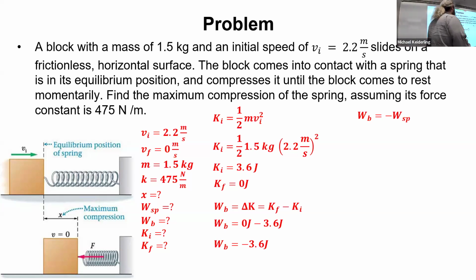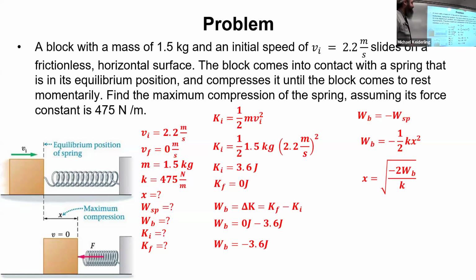Minus the work done on the spring. So the work done on the block is minus 1/2 kx squared. That's the work done by the spring. This is work by spring. The work done by an object is equal to minus the work done on that object. It's always the case.